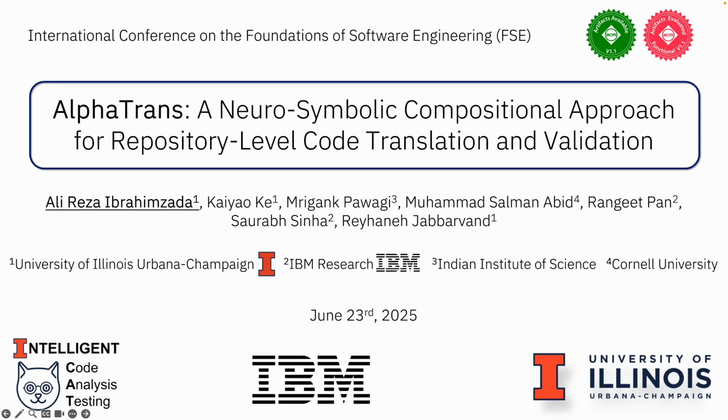I'm a third year PhD student at the University of Illinois Urbana-Champaign, and today I'm going to present AlphaTrans, a Neuro-Symbolic compositional approach for repository level code translation and validation. This work is a collaboration between University of Illinois, IBM Research, Indian Institute of Science, and Cornell University, accepted at International Conference on Foundations of Software Engineering 2025.